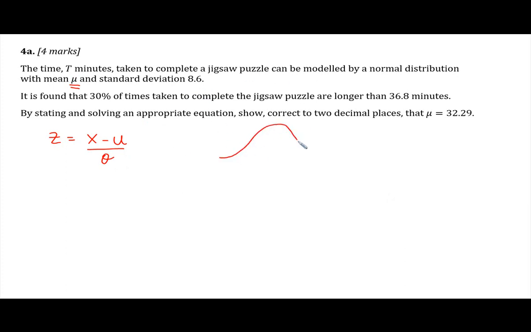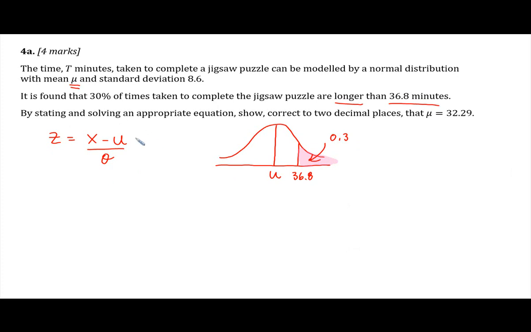So let me just make a quick sketch. We have a normal distribution. The mean we don't know, and the standard deviation is 8.6. Now it says it is found that 30% of the times taken to complete the jigsaw puzzle are longer than 36.8. So the 30% that they're talking about has to be this area right here. They're saying this is 30%, 0.3.